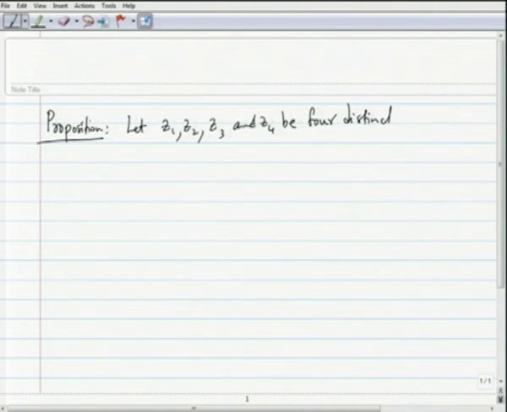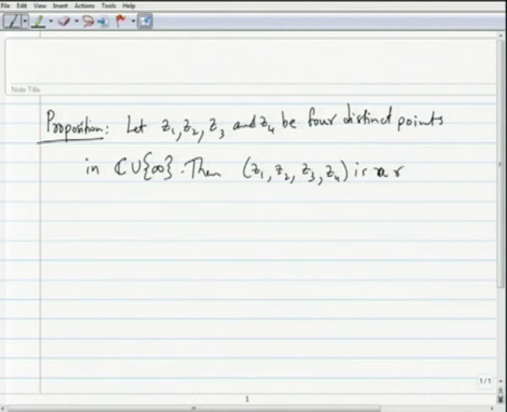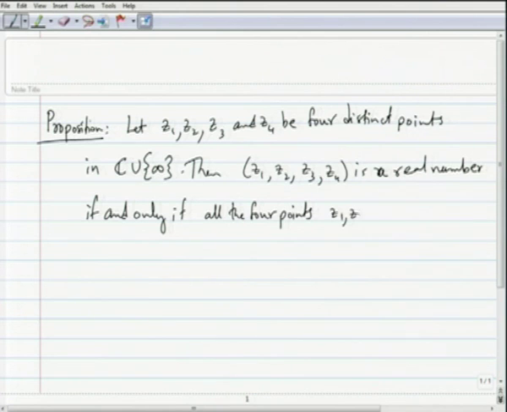In order to show that, we will prove the following important proposition. Let z 1, z 2, z 3 and z 4 be 4 distinct points in C union infinity. Then the cross ratio z 1, z 2, z 3, z 4 is a real number if and only if all the 4 points z 1, z 2, z 3 and z 4 lie on a circle.